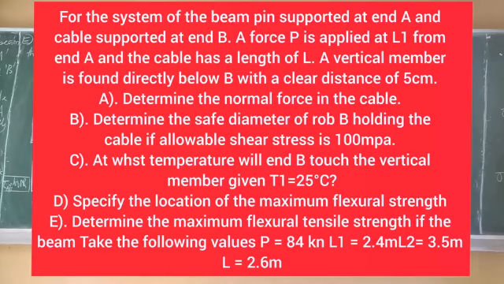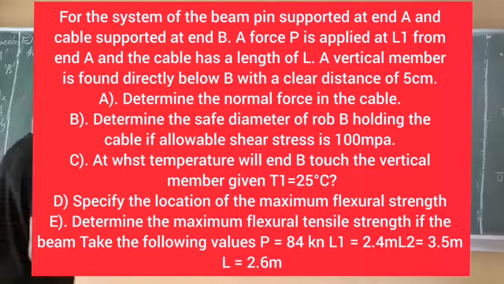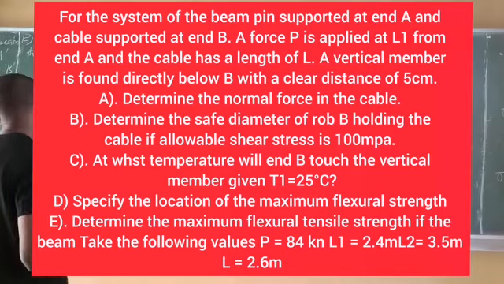Second question says, determine the safe diameter of the rod B that is holding the cable if the allowable shear stress is 100 megapascal. The third question says, at what temperature will B touch the vertical member? The fourth question says, specify the location of the maximum flexural strength. And the final question says, determine the maximum flexural tensile stress in the beam.